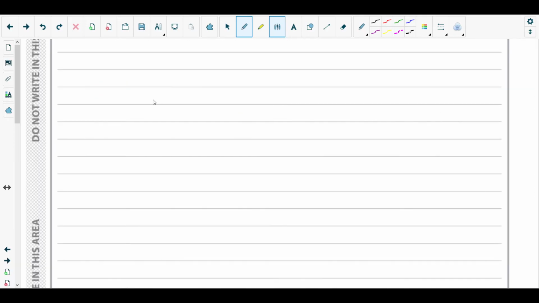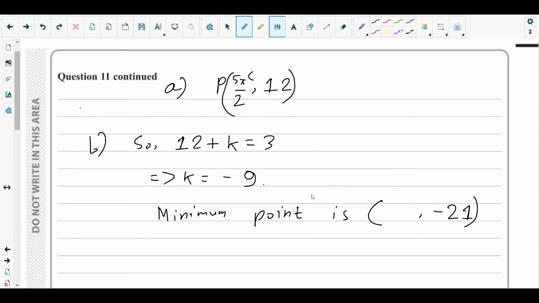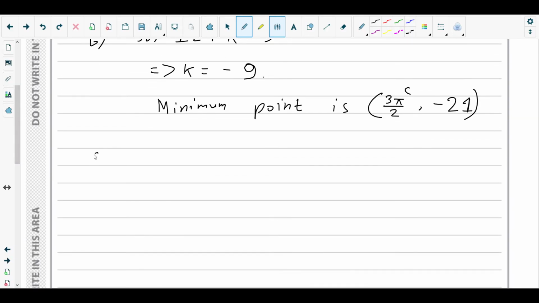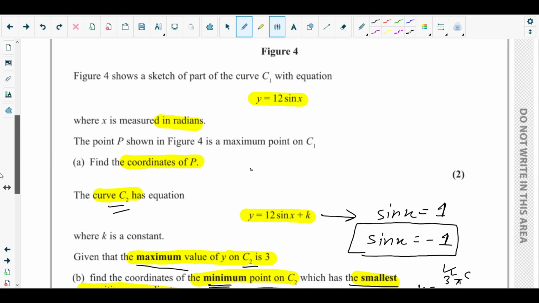So we got the x coordinate 3 pi over 2 radian, and the y coordinate is negative 21. That's it. Now part C. Okay, for part C, let's see what they have asked here.